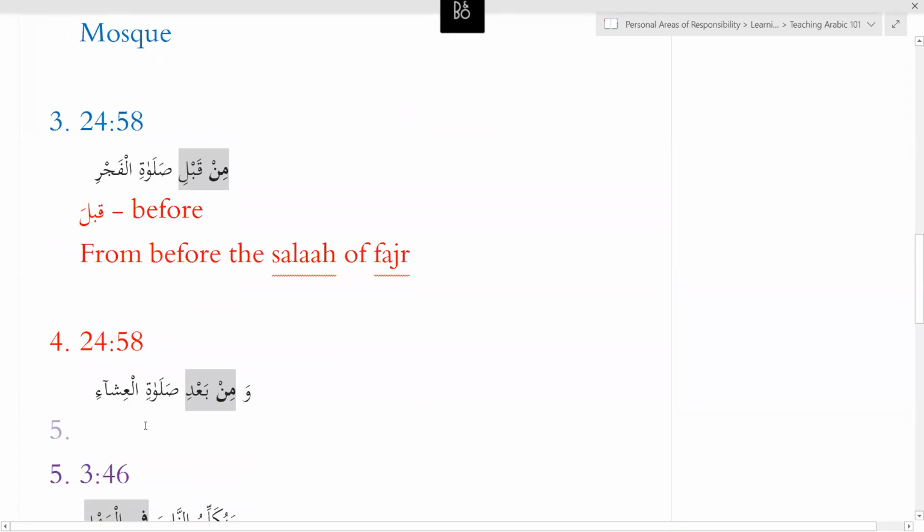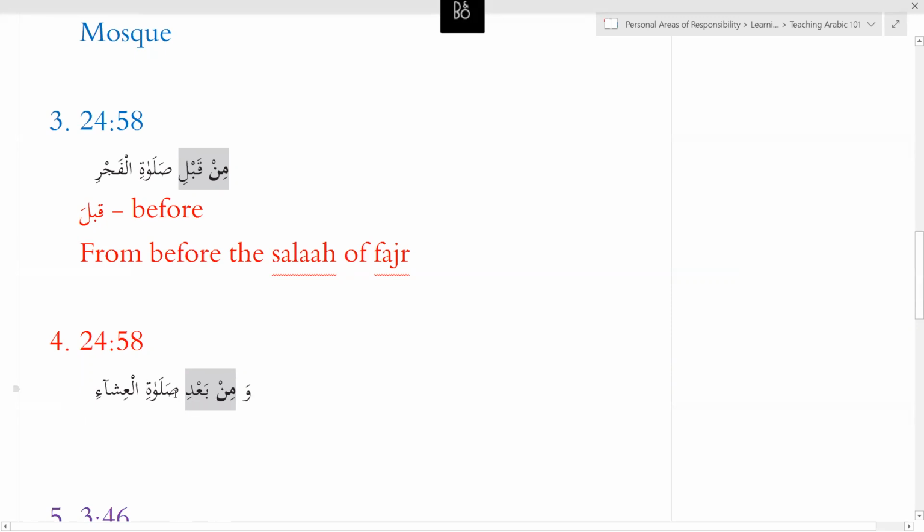Now let's give an easy question to Adnan. Adnan is the smallest boy in the class today. So Adnan, min qabli salat al-fajri, this is from before the salah of fajr. Now you have a very similar sentence. Ba'di is like baad mein in Urdu. So ba'di means after. So what will this sentence mean, Adnan?